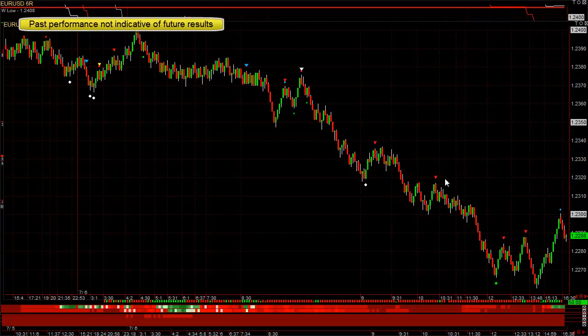This trade here worked, this trade here worked, this trade here, this trade here, and as a counter trend trade, that also worked. There are about 11 different buy counter trend signals and 11 different sell counter trend signals. I haven't even got to working on that. I'm spending most of my time on trend trading signals, which are the triangles.